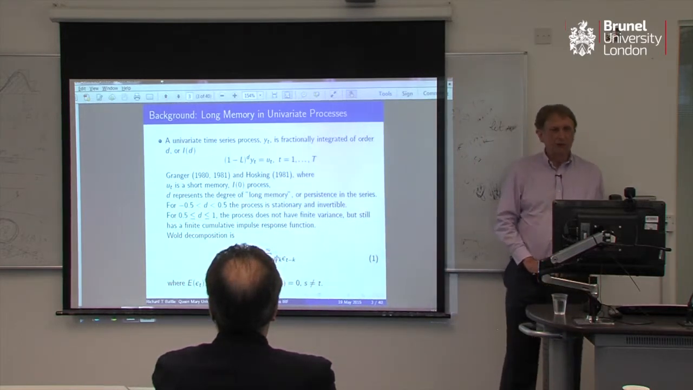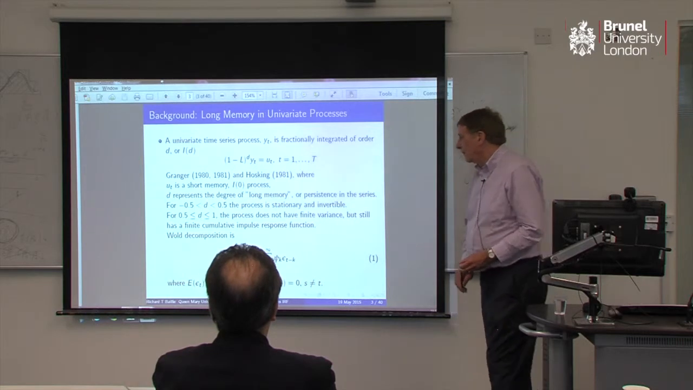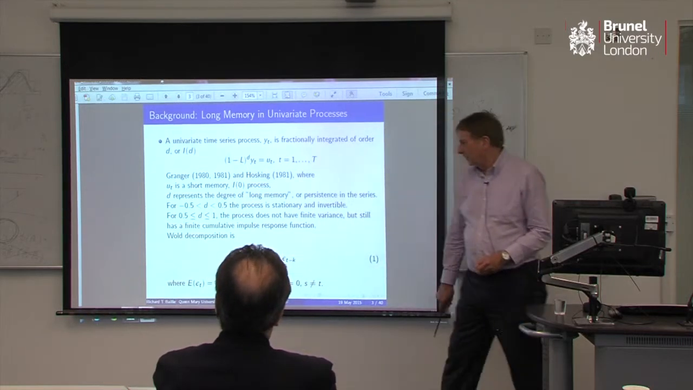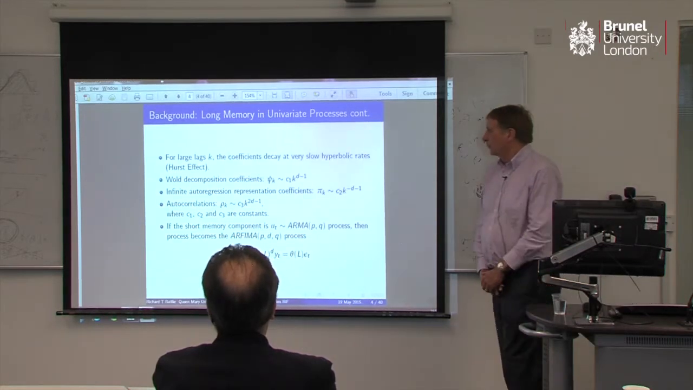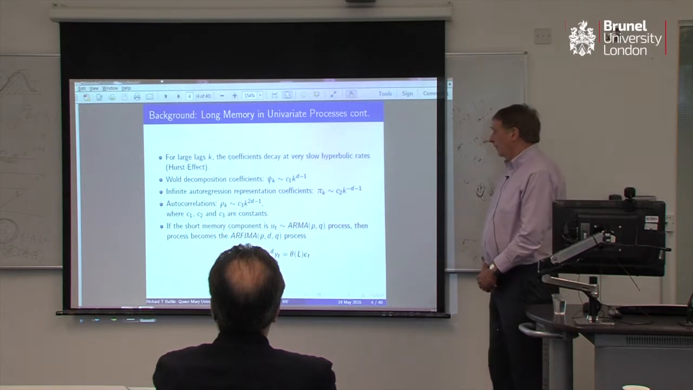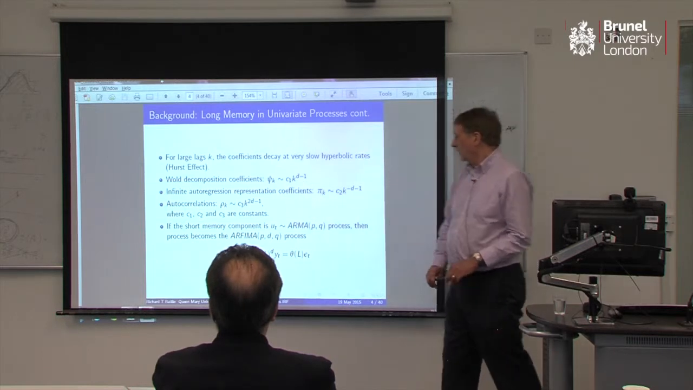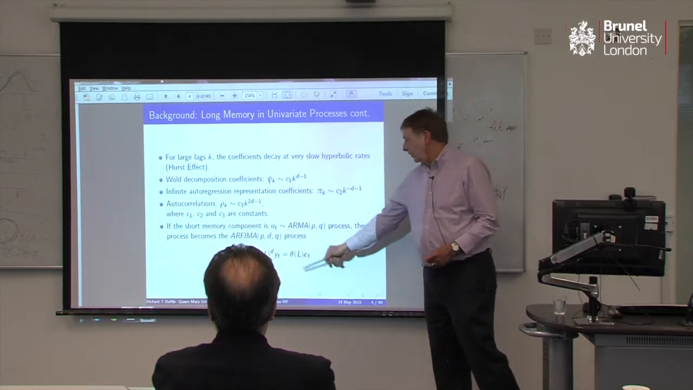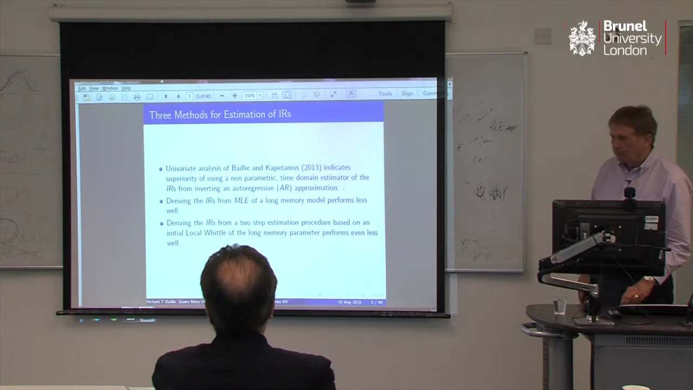And even for d less than 1, although the process will not have a finite variance, the cumulative impulse responses are still defined. For impulse responses in a univariate system, we're really interested in these psi k parameters. The interesting thing about these processes is that they have slow, hyperbolic rates of decay in all their properties, autocorrelation coefficients and impulse responses in particular. If the short memory component is modeled by an ARMA model, you then get what's known as an ARFIMA model, and that's the basic workhorse univariate time series model.